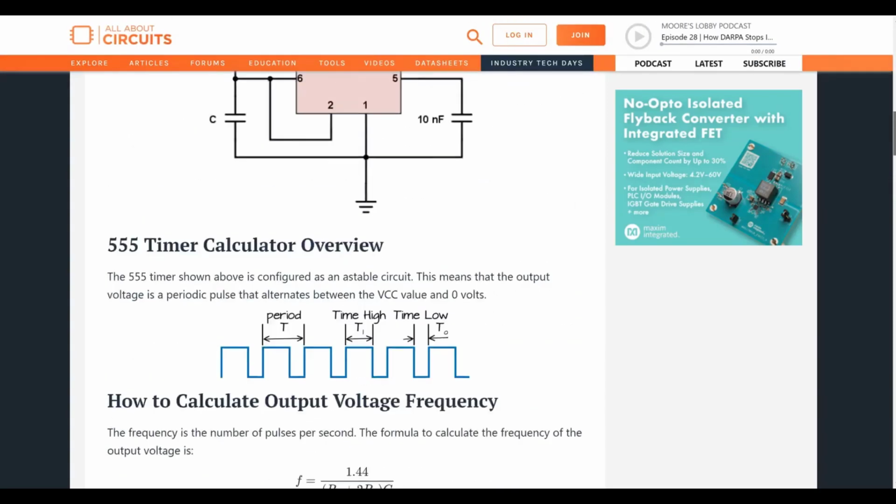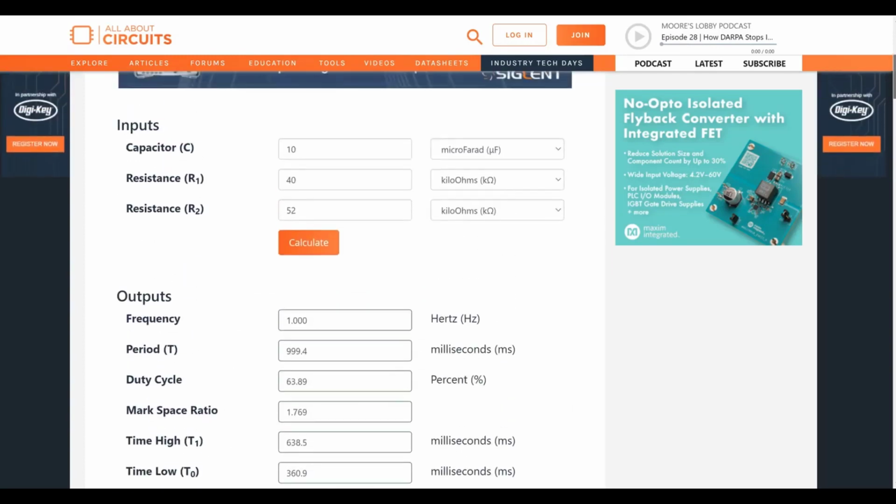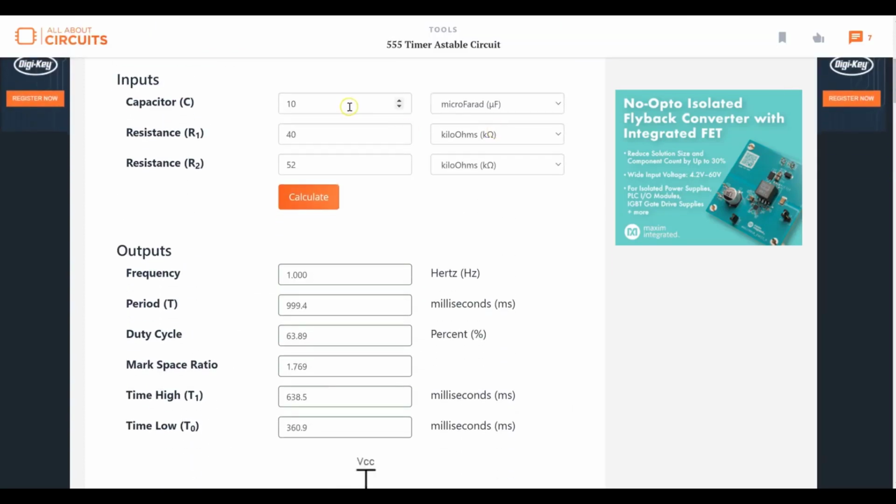Now here is an online calculator that will save you a lot of time. So I just went in there and chose a capacitor value of 10 microfarad, and resistances R1 and R2 of 40 and 52 kilo ohms. If I hit calculate here, it tells me the time period is going to be 999 milliseconds, almost equivalent to 1 second, with a frequency of 1 Hertz. And the reciprocal of frequency is basically going to give you the time period.